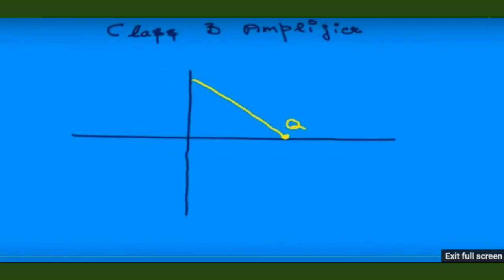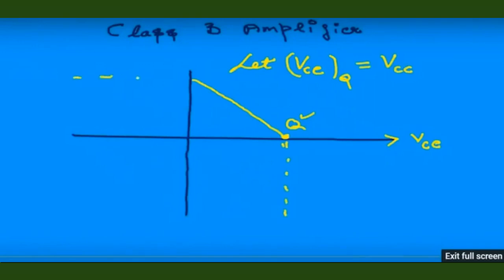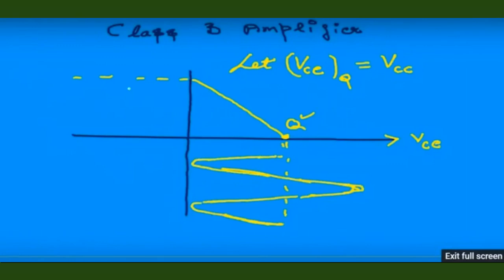So this is a load line. This is a Q point. Along the x-axis is the collector emitter voltage, and the maximum collector emitter voltage at the Q point is equal to VCC. Along the y-axis is the collector current. Now the collector emitter voltage varies because of the variation in the voltage of the input signal. So the input signal makes the collector emitter voltage swing like this.